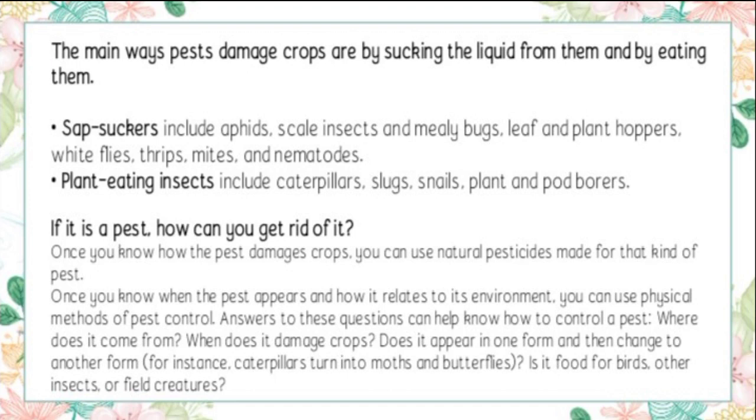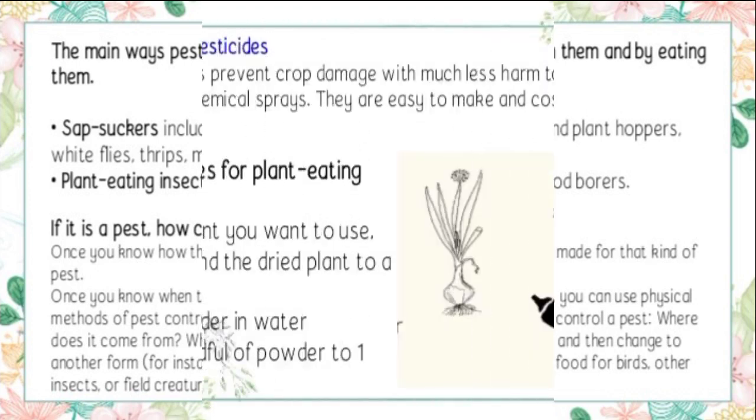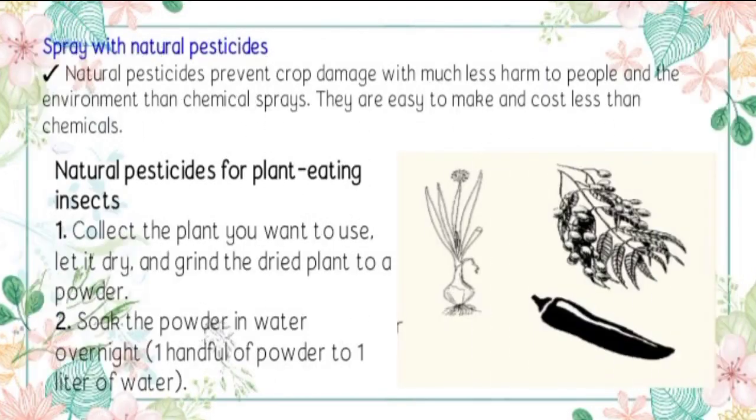Once you know how the pests damage crops, you can use the natural pesticides made for that kind of pest. Spray with natural pesticides. Natural pesticides prevent crop damage with much less harm to people and the environment than chemical sprays. They are easy to make and cost less than chemicals.